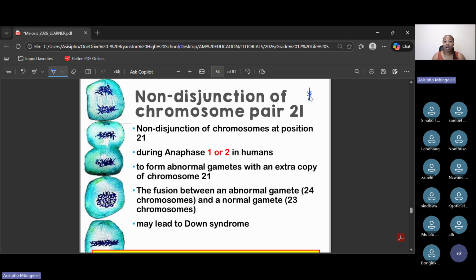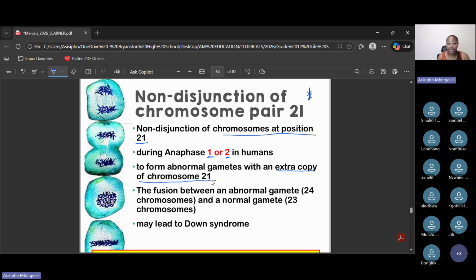So they ask you, how does non-disjunction lead to Down syndrome? What do you say? Non-disjunction of chromosomes at pair number 21, during either anaphase 1 or anaphase 2. We do not know in which phase, so you mention both unless otherwise stated in the scenario. This forms abnormal gametes with an extra copy of chromosome 21, meaning one more chromosome.